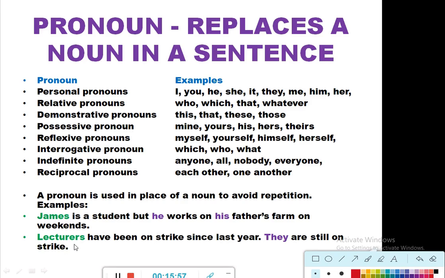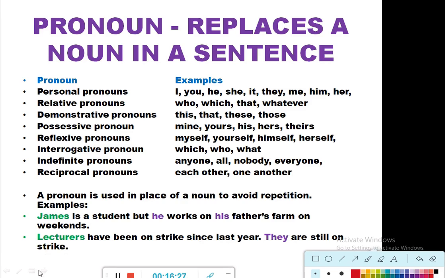Then the next example, lecturers have been on strike since last year. They are still on strike. So it will be repetition if we say lecturers have been on strike since last year. Lecturers are still on strike. So pronouns help us to avoid repetition, to avoid repeating the names of persons or things in a sentence.